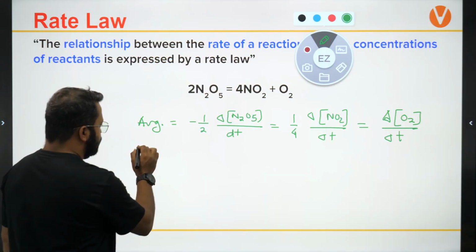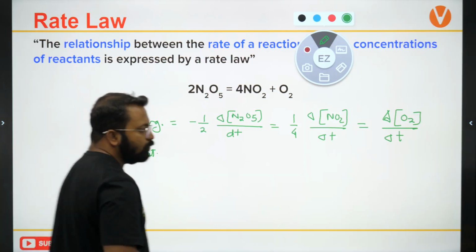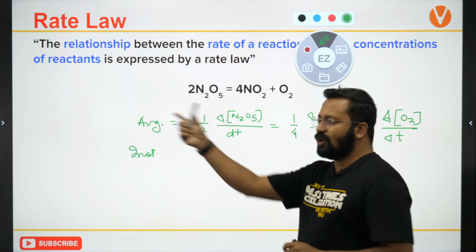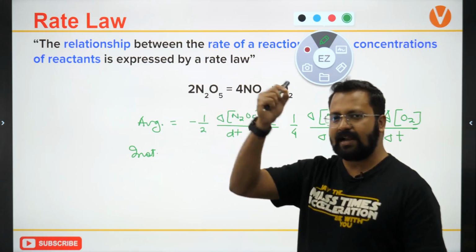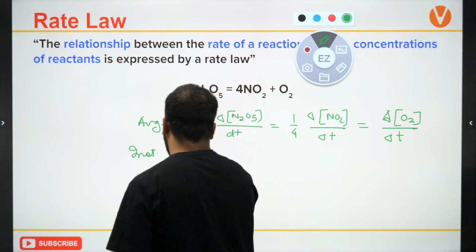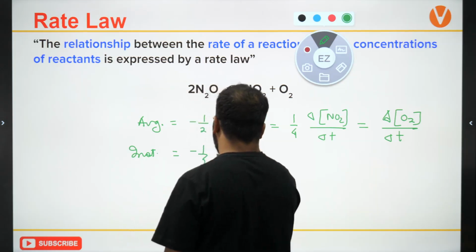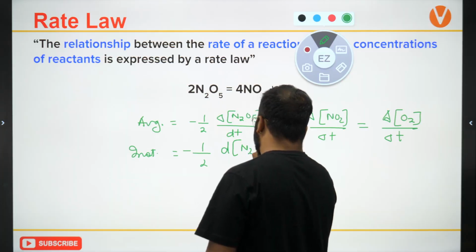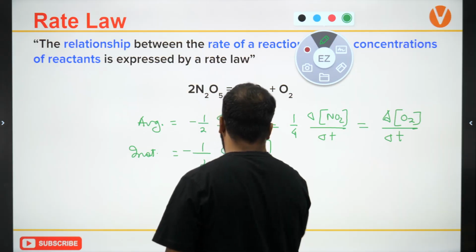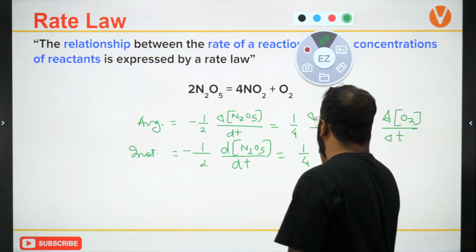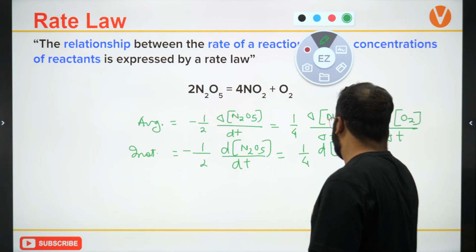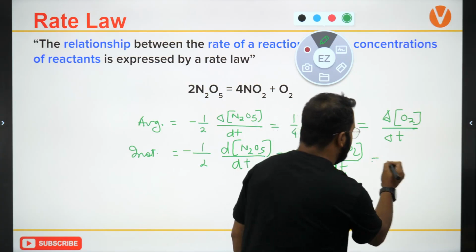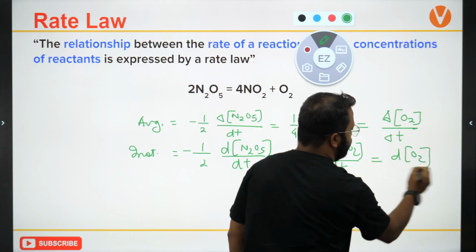If I want to write for instantaneous, I had told you yesterday in the last class that average means for a considerable length of time. Instantaneous means specifically at a given moment. It will be written as minus 1/2 d of N2O5 upon dt, which is equal to 1/4 d of NO2 upon dt, and so on and so forth, equals d of O2 upon dt.